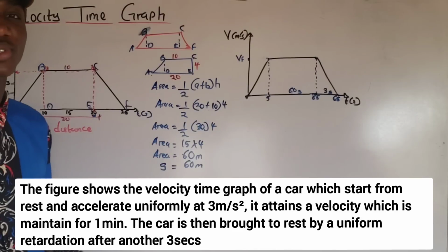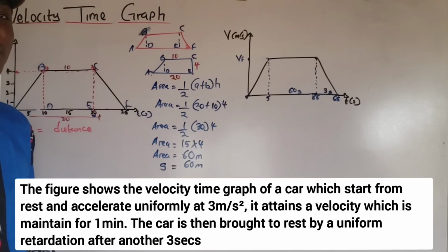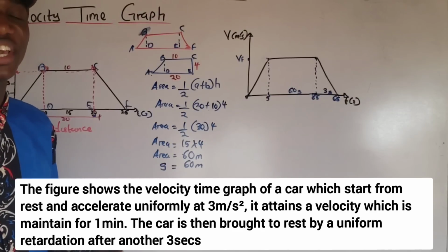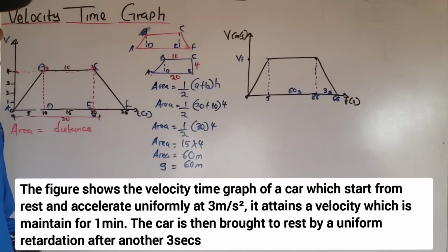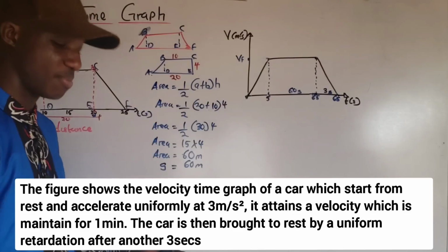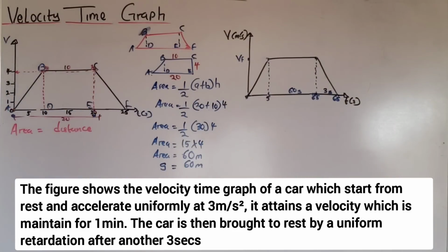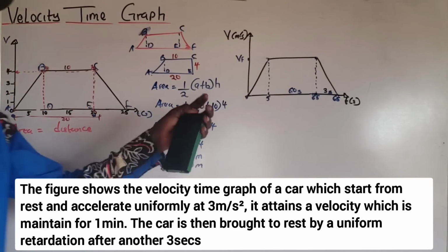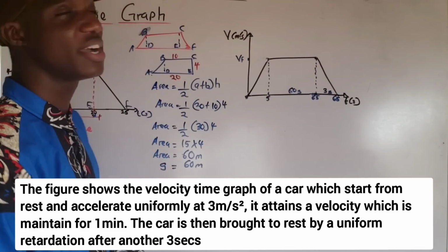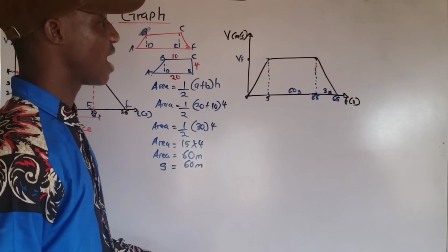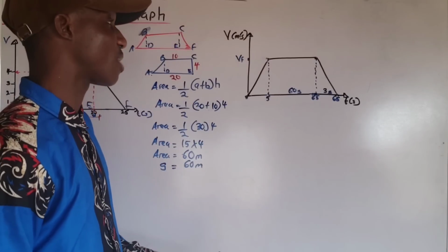The distance on the velocity time graph is equivalent to the area of the velocity time graph. Now, if you look at this shape, what area do you see? What is the name of the shape that we have on this velocity time graph? The shape is a trapezium.